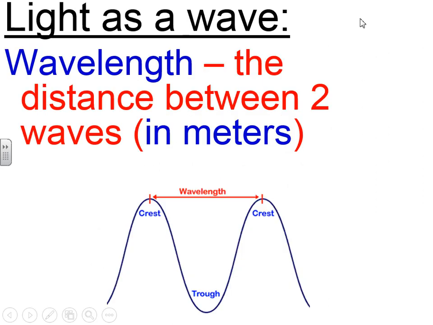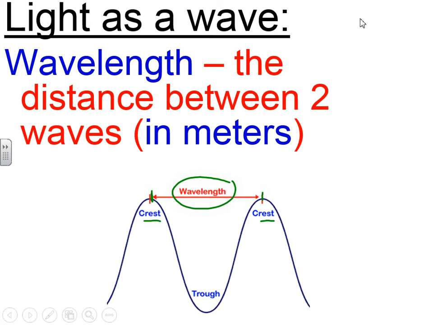So light as a wave. A wave, like any wave, think of an ocean wave or a sound wave, has a few characteristics. The first one is wavelength. The wavelength is actually the distance between waves in meters. So the distance between the top of one wave, called a crest, and the top of another wave, called a crest. You can actually measure this.